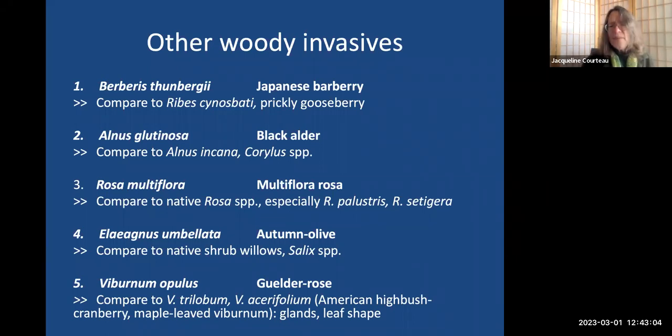The main thing to compare this to is our native shrub willows, Salix species, and the scales are really distinctive on this. And then finally, Viburnum opulus, guelder rose, compared to our native Viburnum trilobum.